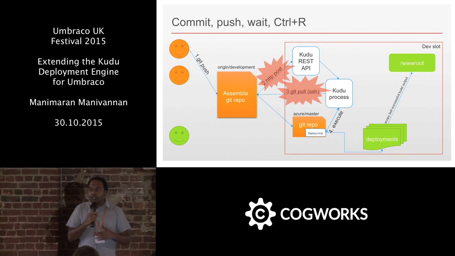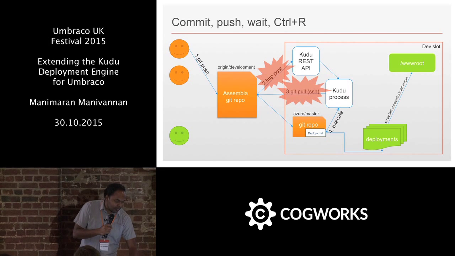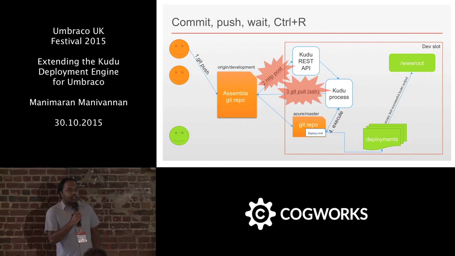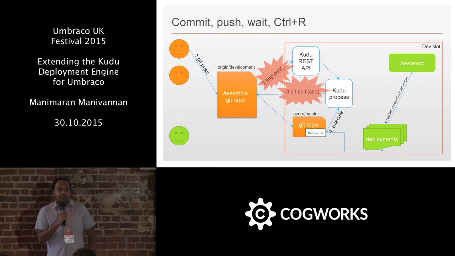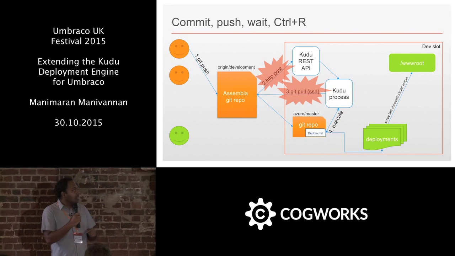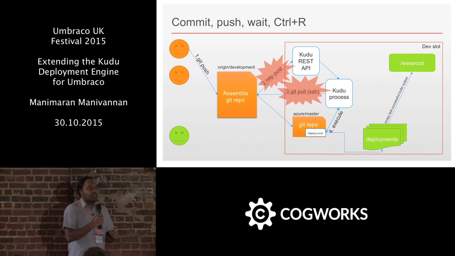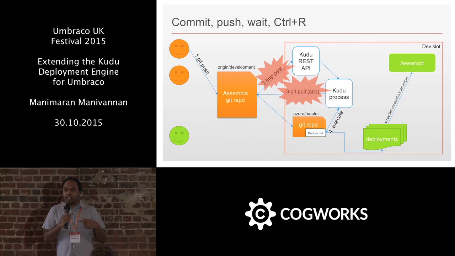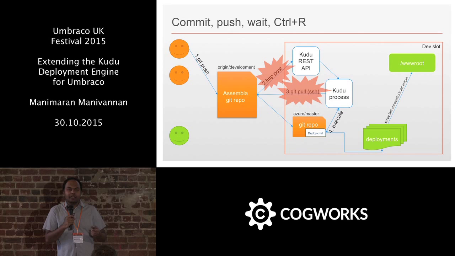So I'm basically going to show you the two main tasks, which is the HTTP post and how the git pull happens from Kudu. At a later point in time, I will show you how I've modified the deploy.command to do some front-end compilation, things like grunt, compass, and things like that.